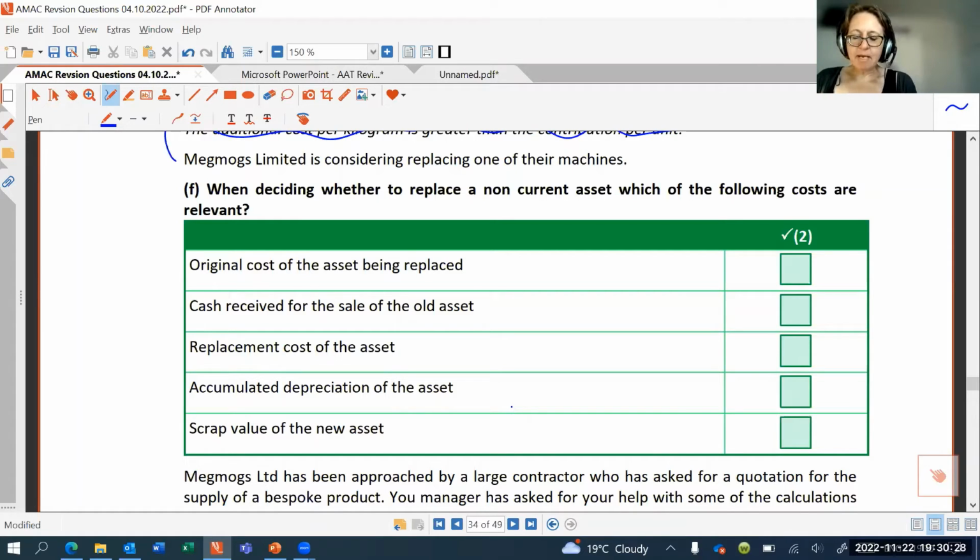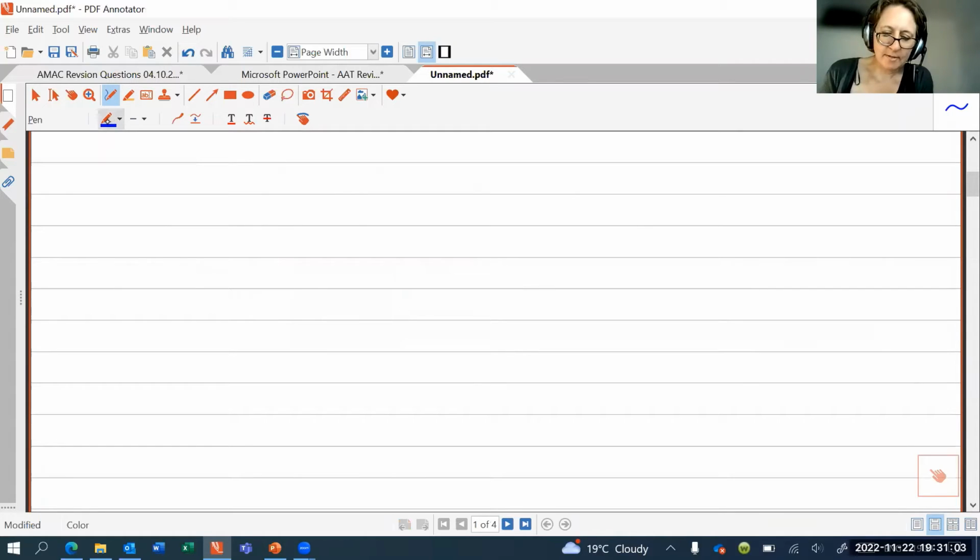And I think when I read this requirement, it says, Megmogs Limited is considering replacing one of their machines. When deciding whether to replace a non-current asset, which of the following costs are relevant? So we're deciding whether to replace a non-current asset. So I'll go on to get rid of my old asset, replace it with a new one. Which of the following costs is relevant? You've got to firstly perhaps remind yourself what a relevant cost actually is.